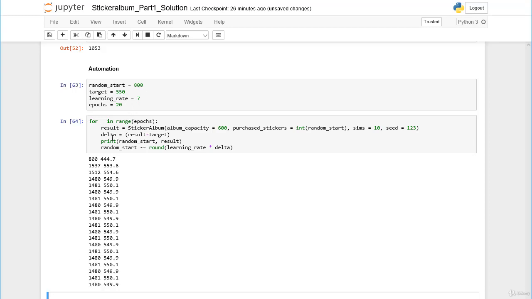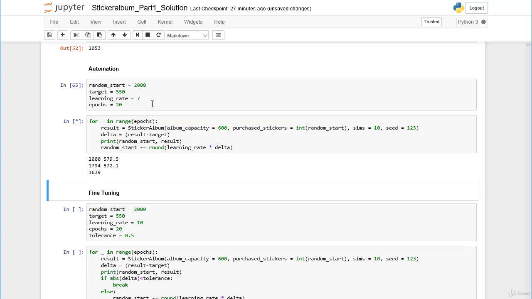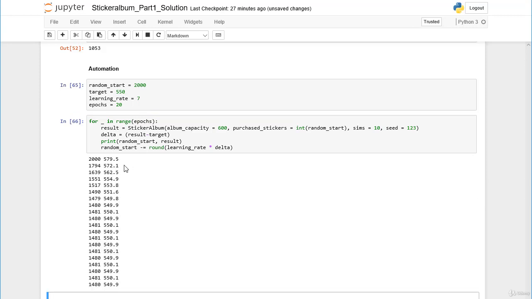All right. With learning rate 7, we end up very close to 550 after only 4 or 5 iterations. And our algorithm also works when we start from the opposite side. If we start with a very high number, let's say 2000 purchased stickers, let's see. Okay, from here we also reach 550 after 5 or 6 iterations. So our algorithm with learning rate 7 should be quite powerful. If you start from a very low or a very high starting point, it doesn't matter. Our algorithm can do both.